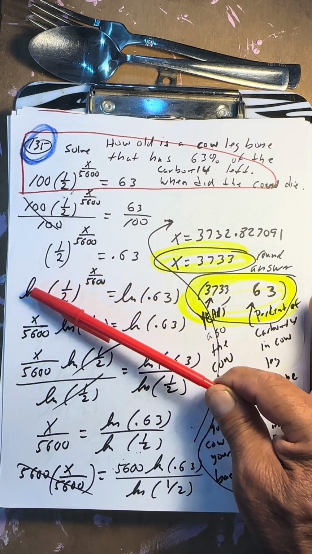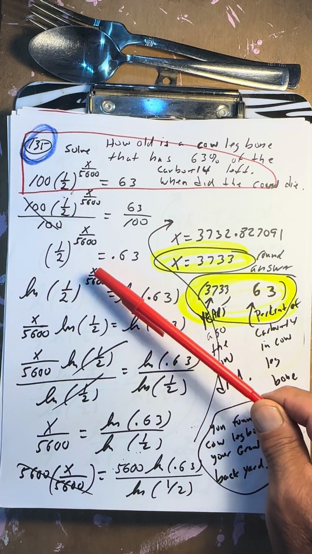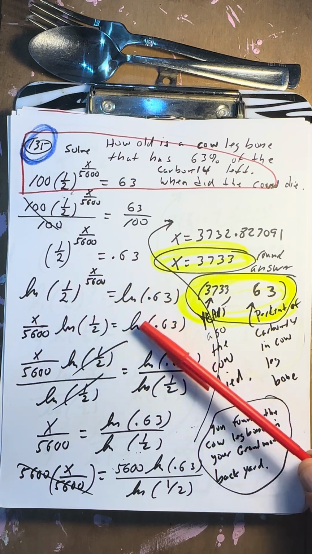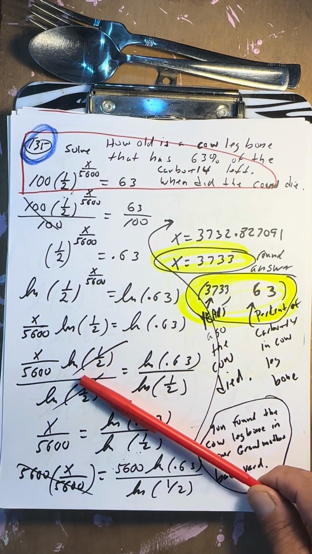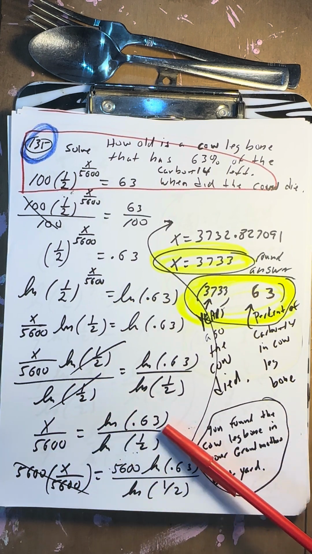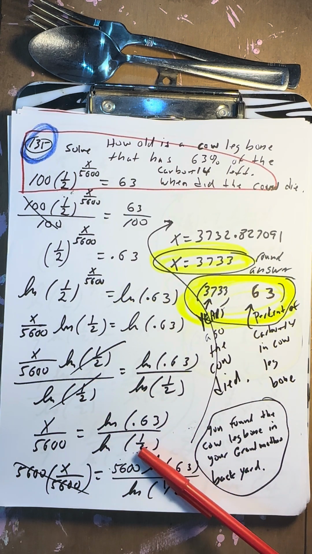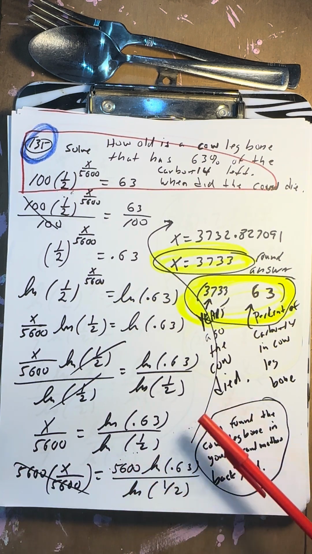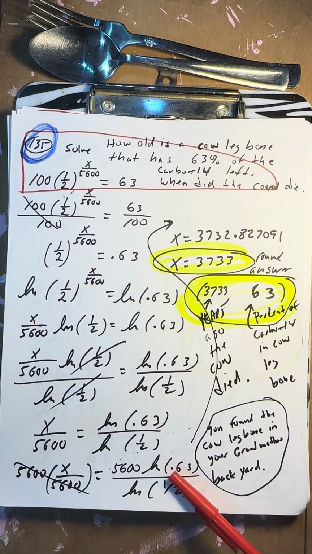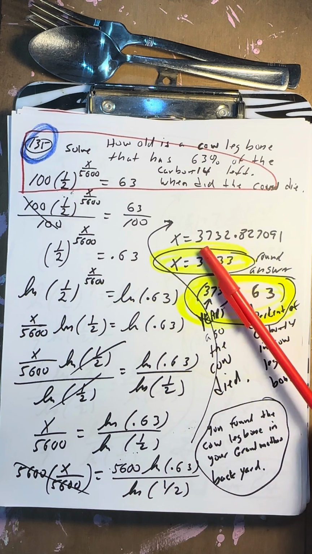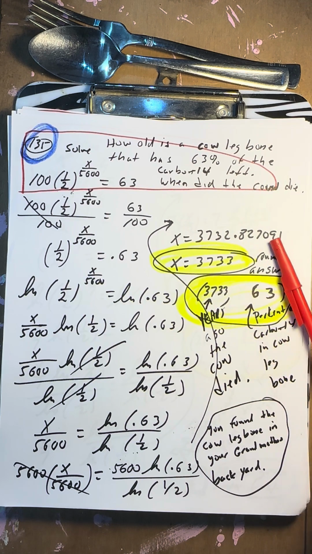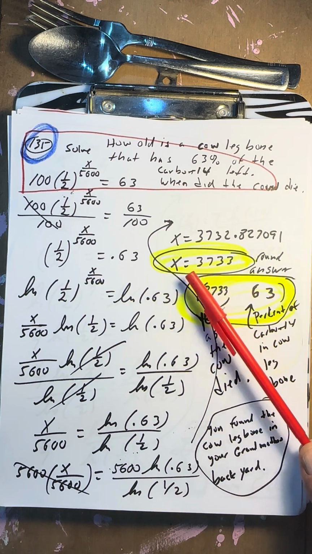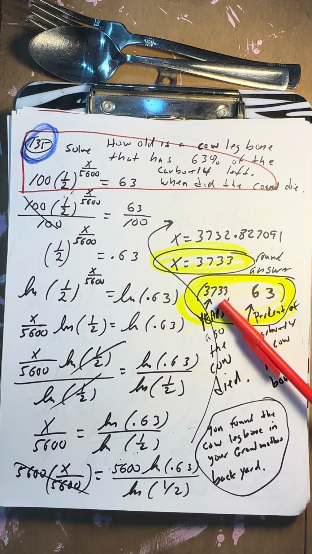ln both sides. So now this goes to the front, ln of half equals this, divided by ln of half. These are gone. So we have x over 5600 equals ln of 0.63 divided by ln of half, multiplied by 5600. So x equals 5600 times ln of 0.63 divided by ln of half. On your calculator, this number here is 3732 point something. I'm going to round it off to 3,733 years ago.